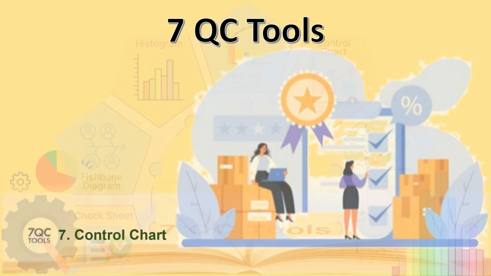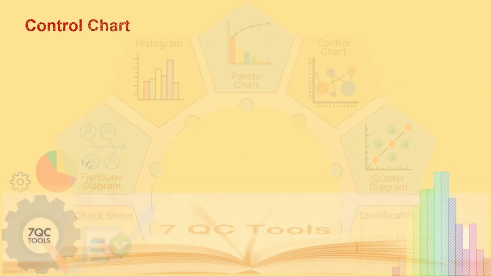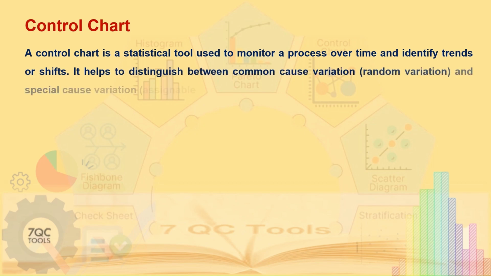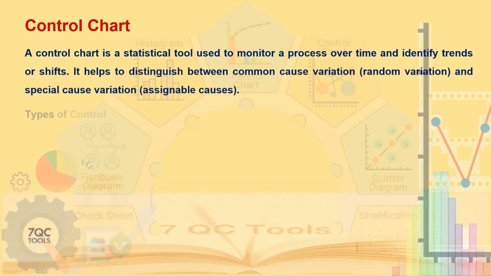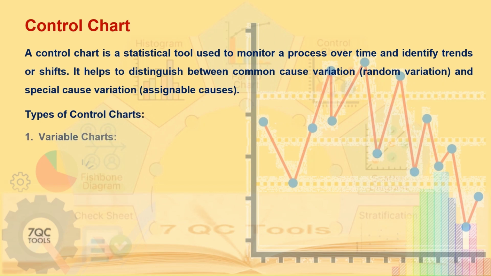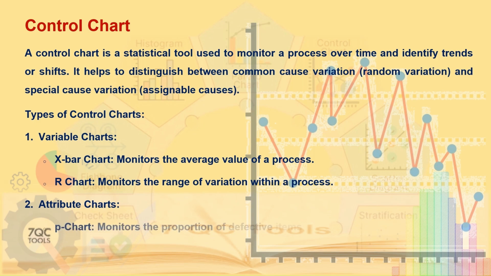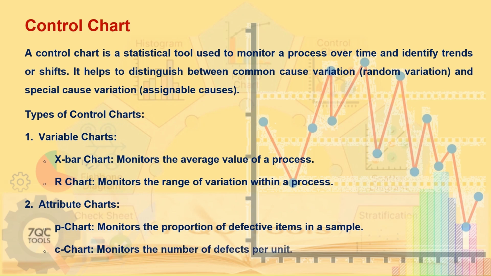Seventh or last QC tool is control chart. It's an SQC tool to monitor the process over time to understand behavior of a process. It helps to differentiate between common cause or random variation and special cause or assignable cause variation. There are two basic types of control charts. Variable charts are X bar, average of X, or R chart, range variation. Attribute charts, which are P charts, or proportion of defectives in sample lot, or C chart, number of defects per unit.